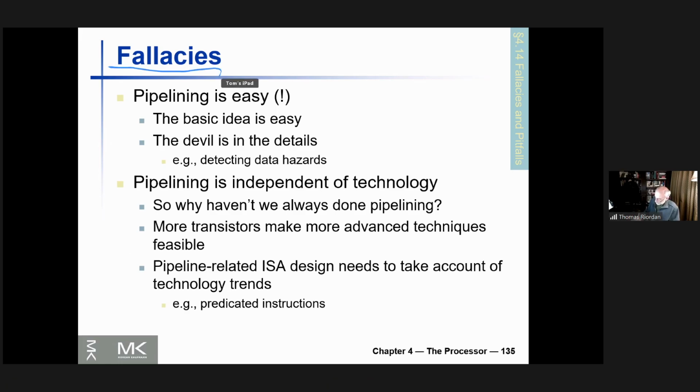Fallacies: pipelining is easy. Well, hopefully by the time we got through all this, everybody believes that pipelining, the concept, is easy, but it gets pretty detailed pretty quick. And to make it continue to perform well, you've got to do these data hazard detections, and you have to do the right thing as a result.